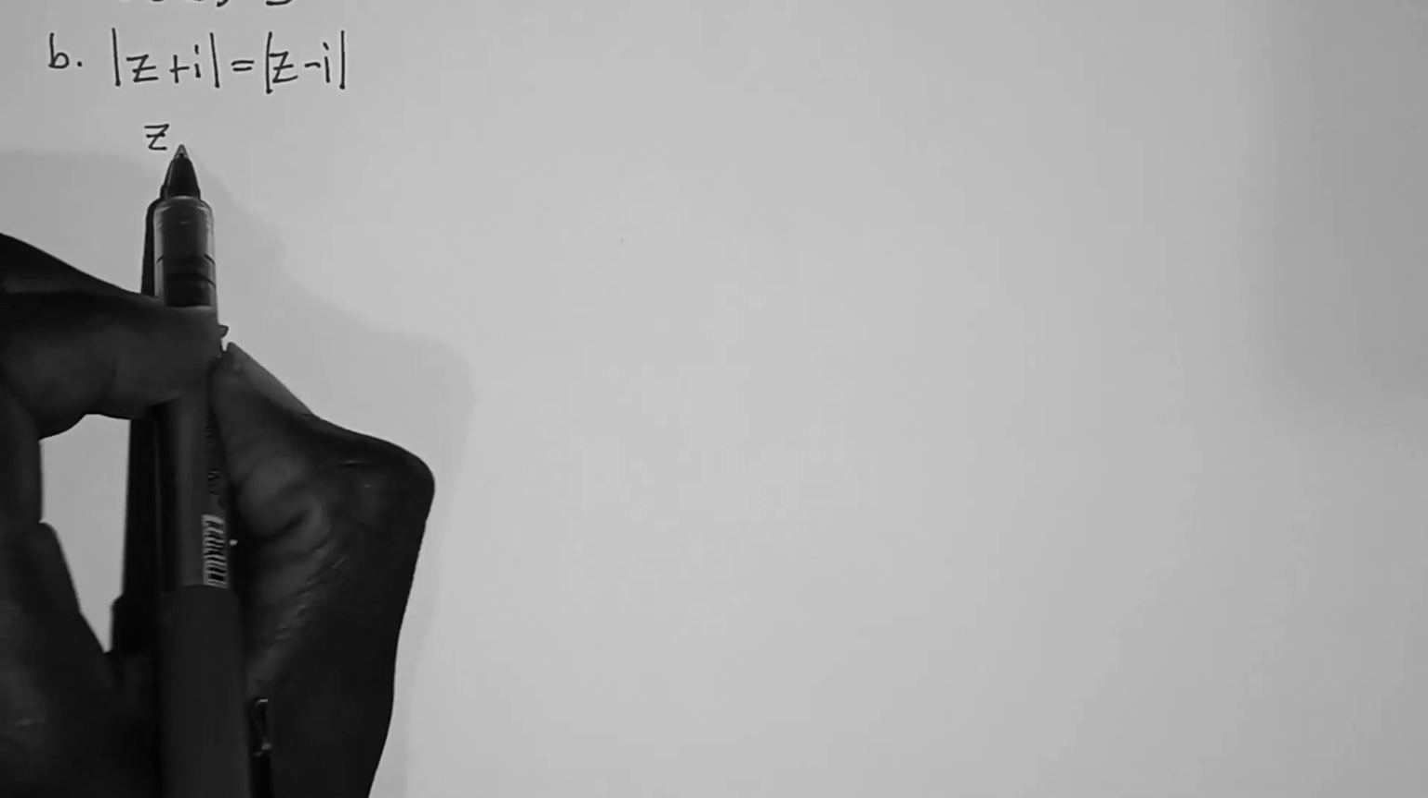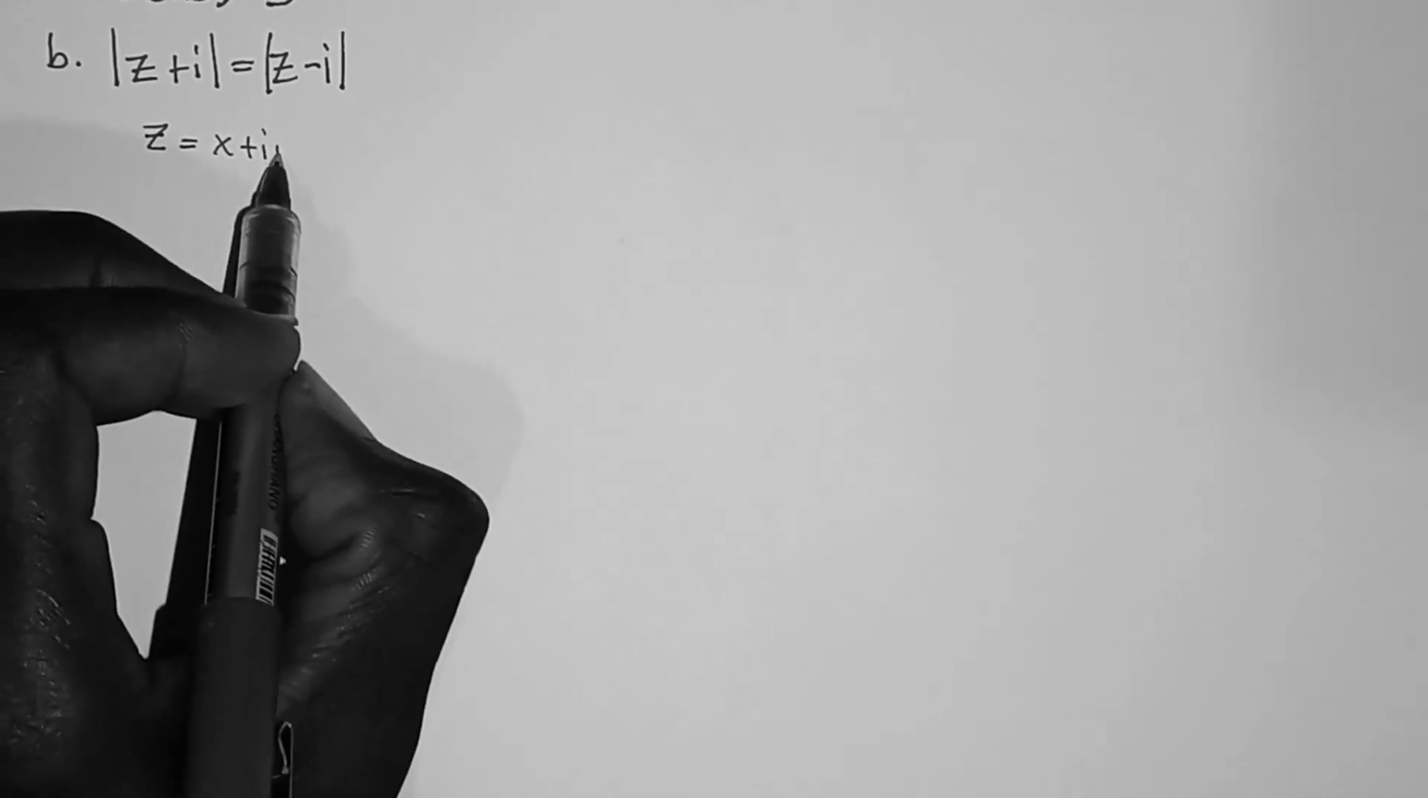So the next example is modulus of z plus i equals modulus of z minus i. So we solve this by making this substitution, z equals x plus iy.